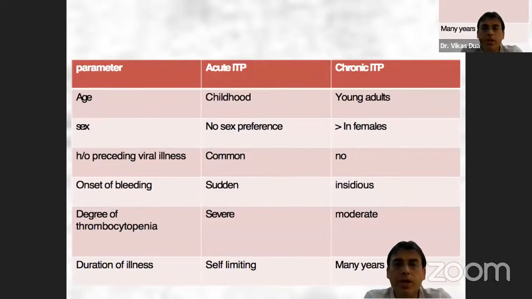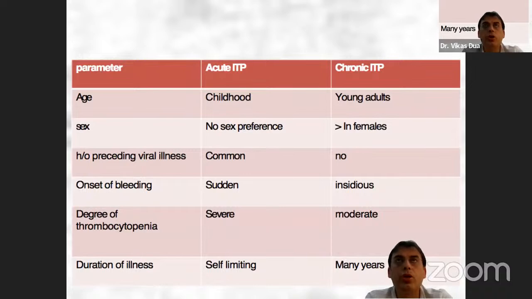What are the differences between newly diagnosed and chronic ITP? Acute ITP is usually seen in children, and chronic ITP is more common in young adults or adolescents. Chronic ITP is more common in females, whereas there is no sex preference in newly diagnosed ITP. You may have a history of a viral process in acute ITP, which may not be there in chronic ITP.